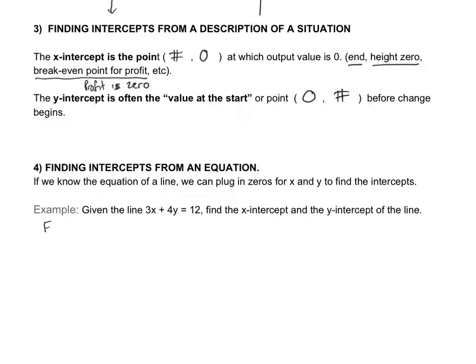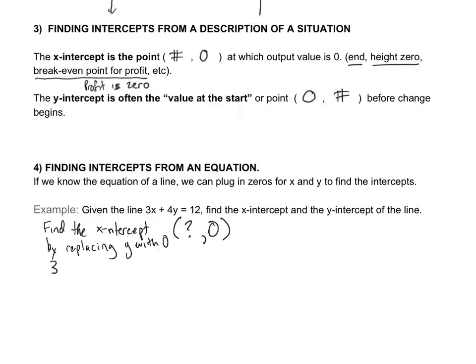So if I want to find the x-intercept, I can do so by replacing y with 0. And then I'll find the x value because I already know that the x-intercept is going to be something comma 0. I don't know what it is, but I know that y is 0.